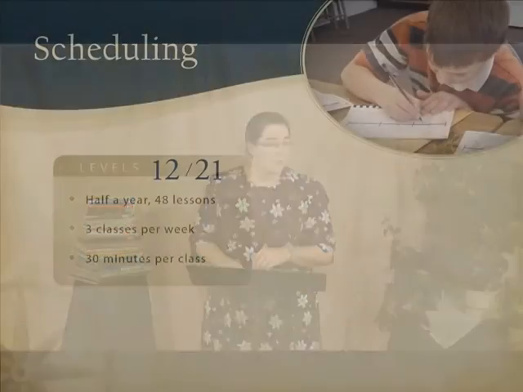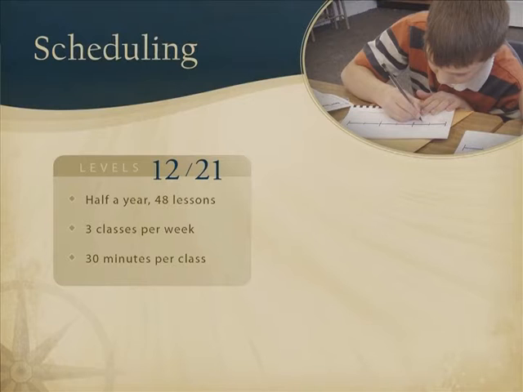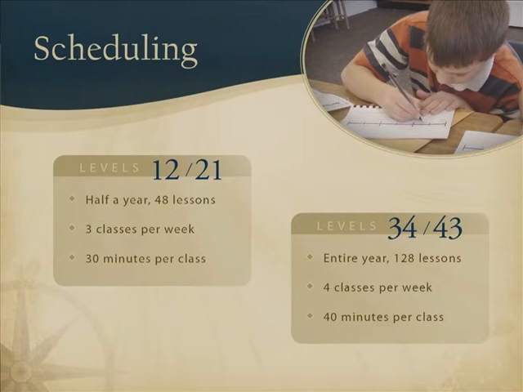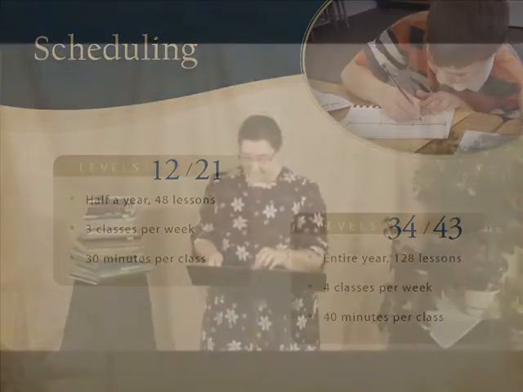How much time does this take in the schedule? For levels 1-2 and 2-1, we've designed it to be run for half a year, and that's 3 days a week, 30 minutes a class session. For levels 3-4 and 4-3, it's designed to be done for an entire year, running it 4 times a week for 40 minutes a class period. So it's a little bit longer for grades 3 and 4.